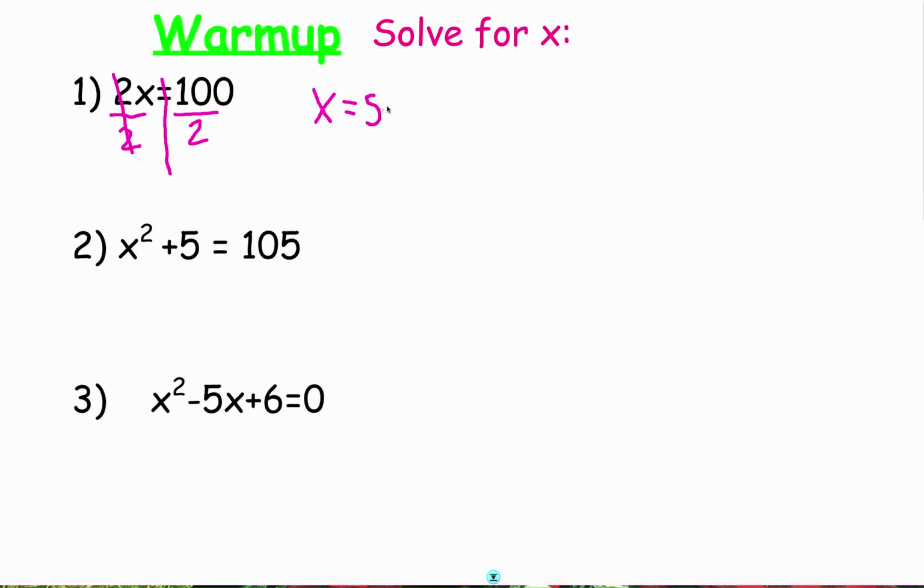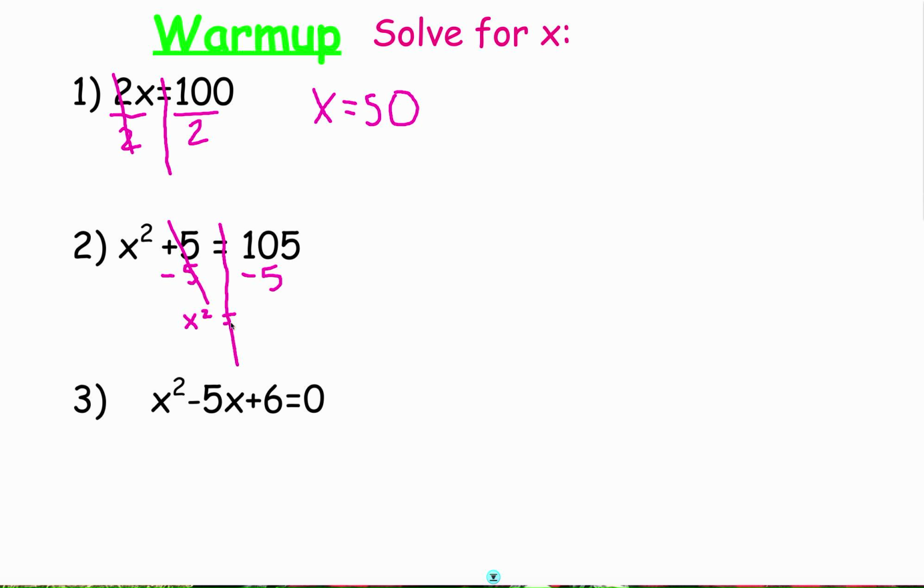Now, the second equation, notice that I have x squared. And so in this case, I'm actually going to end up with two answers for x. And I'm going to arrive at them in a very similar way. I'm going to perform inverse operations until I can get x all alone. So I'm going to undo adding 5 by subtracting 5 from both sides. So now I have x squared is 100.